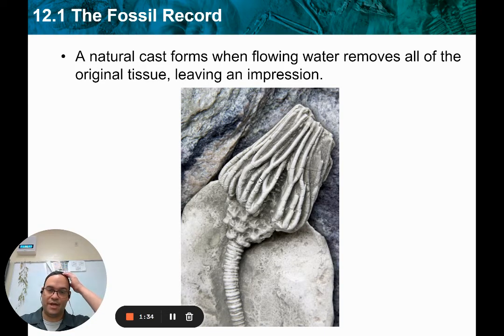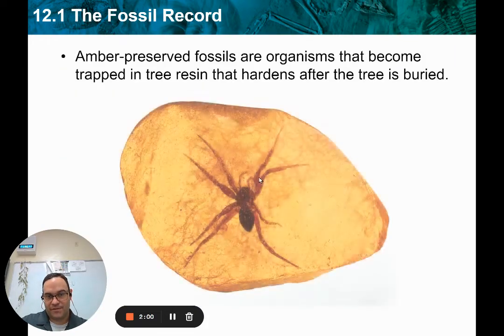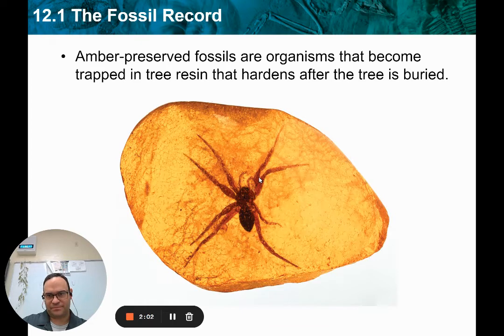Sometimes you get water that will remove the original tissue and it'll leave an impression. So it won't necessarily remineralize. It won't bring in minerals to replace the matter that was there, but instead will leave an impression and form like a cast, like an outer shell of what the organism used to look like. Sometimes you can record an activity, whether it be swimming or fertilization, etc.